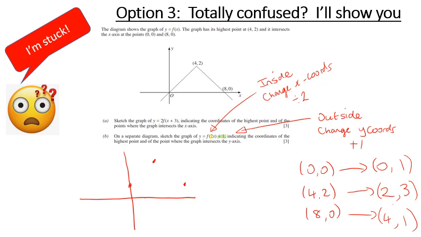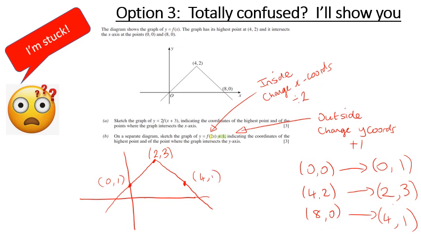It's going to be the same shape as earlier. So the highest point this time now is at 2, 3. The point that it goes through the y-axis there is 0, 1. And this point over here is 4, 1.